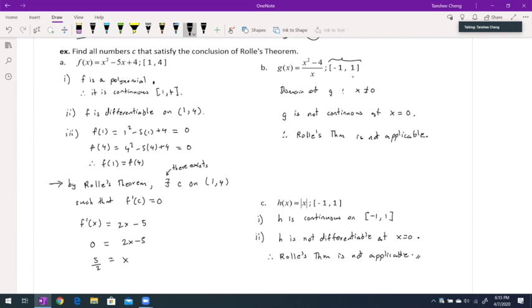So to find those values C, what do I do? I take the derivative of the function, which becomes 2x minus 5, then set that equal to 0 and solve for it, which gives me x equal to 5 over 2. Okay. So that basically gives me the peak.